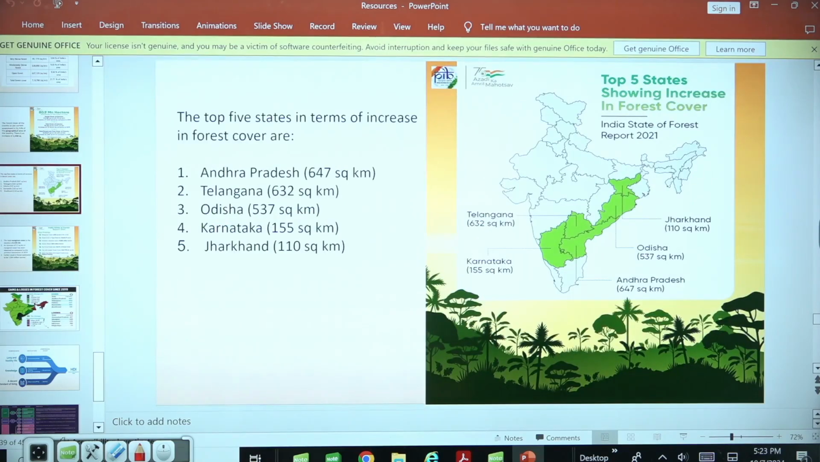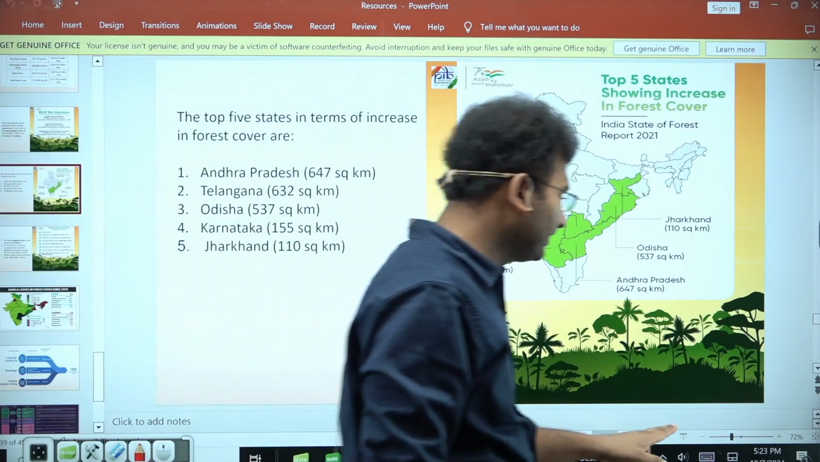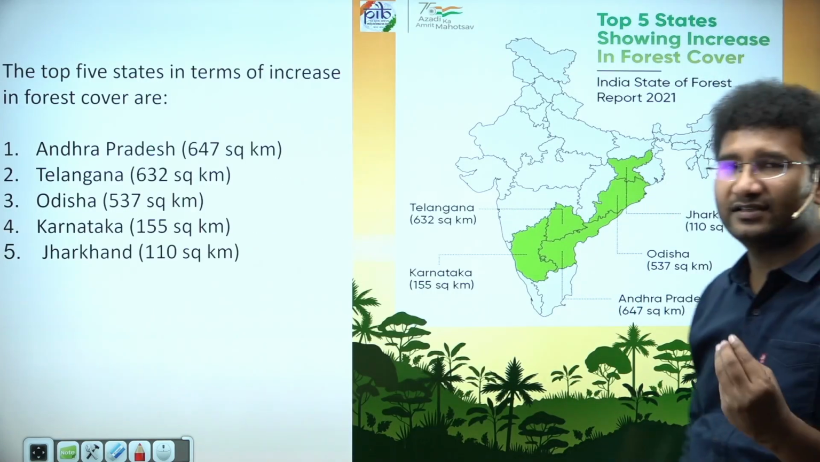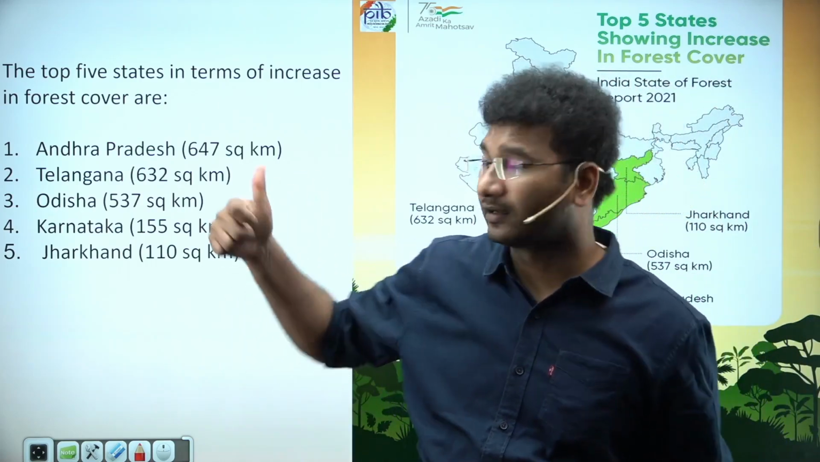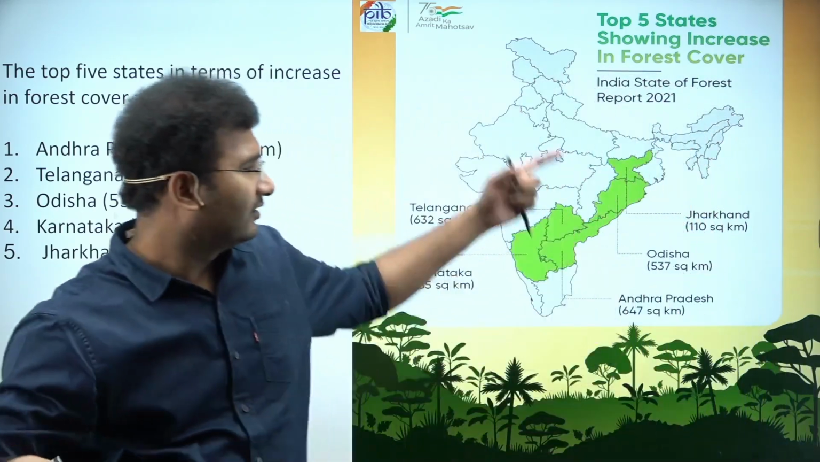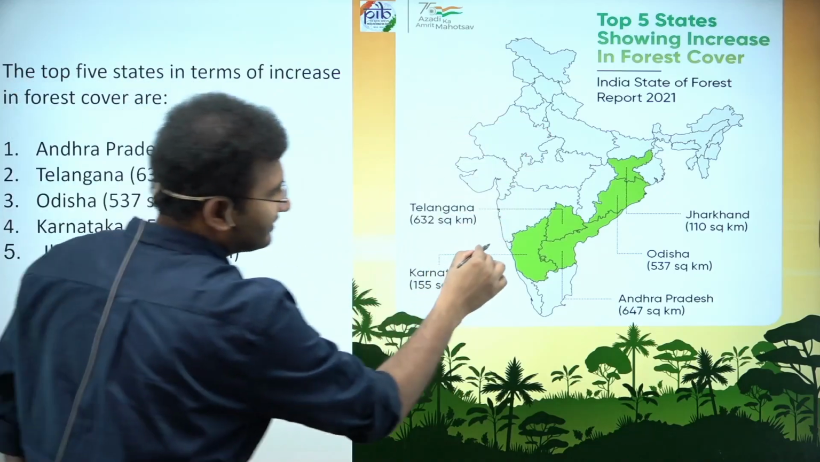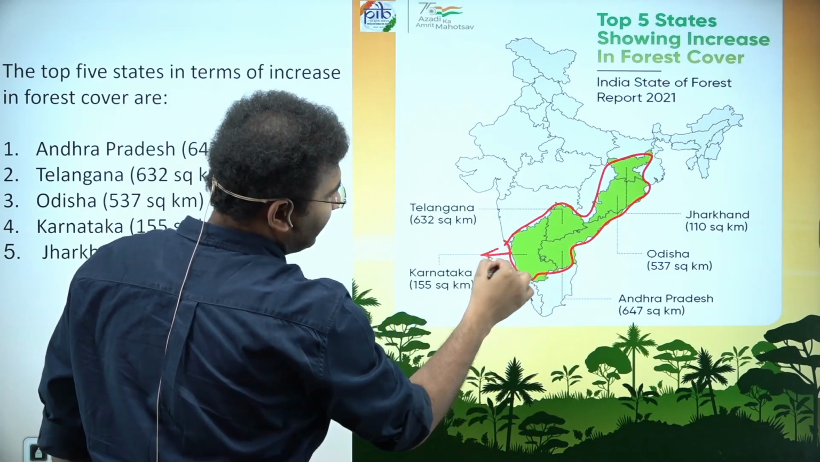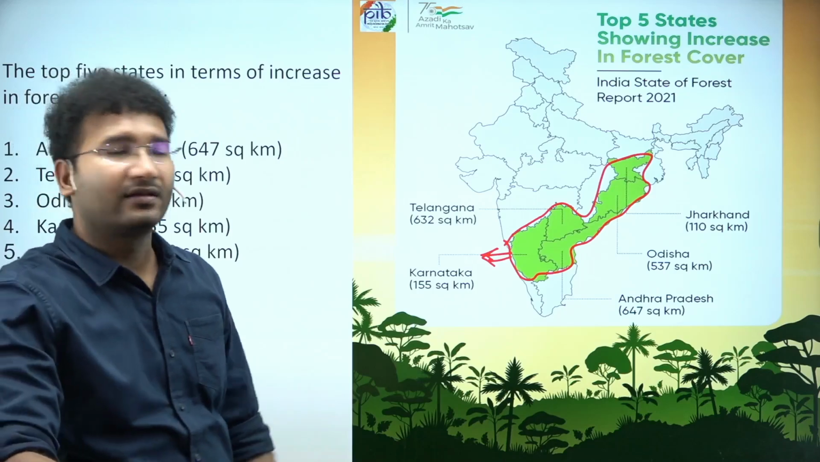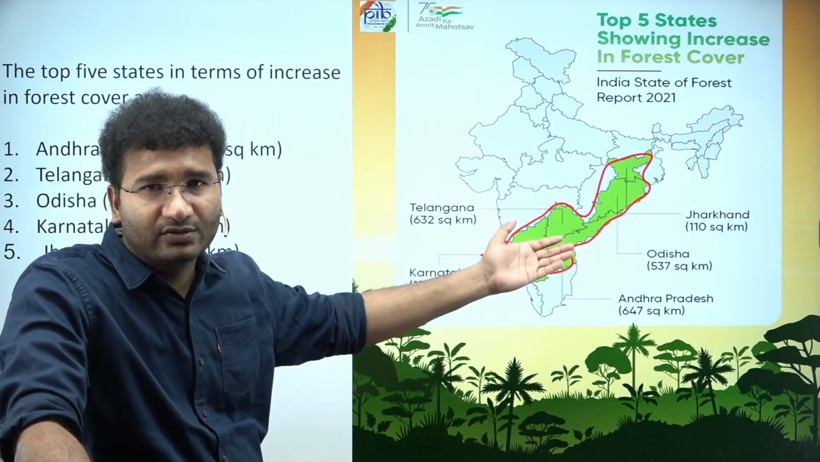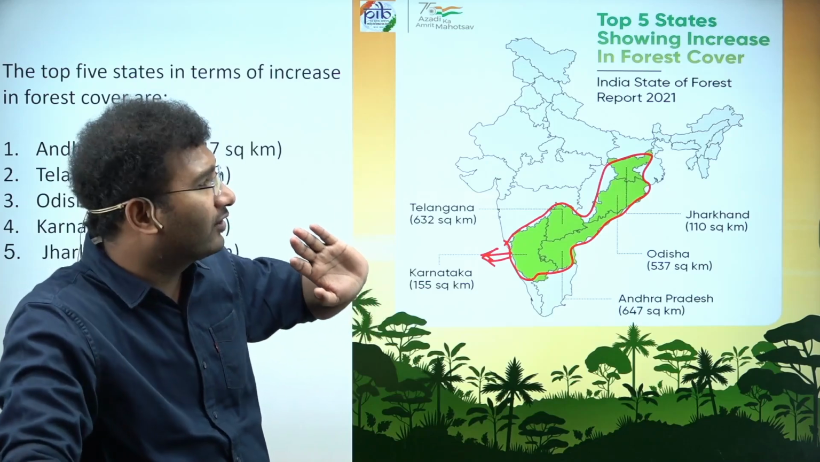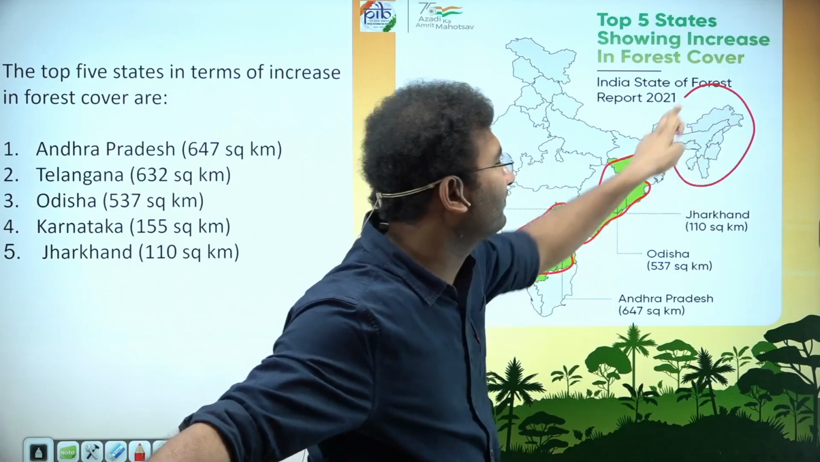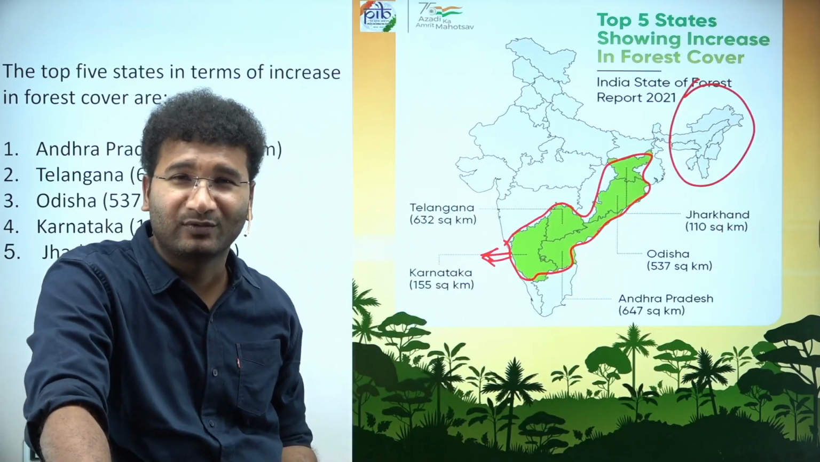So, the India State of Forest report also says which state has increased their forest cover. The top 5 states in increase in the forest cover are: number 1, Andhra Pradesh; 2, Telangana. Look here, Odisha. This is the belt, Karnataka. These are the states which have increased their forest cover as compared to the last survey. Right? That means they are adding more and more trees to these particular areas. Where the forest cover is decreased, of course, the forest cover is highly decreased in the northeastern area. Why? Shifting cultivation happens there.